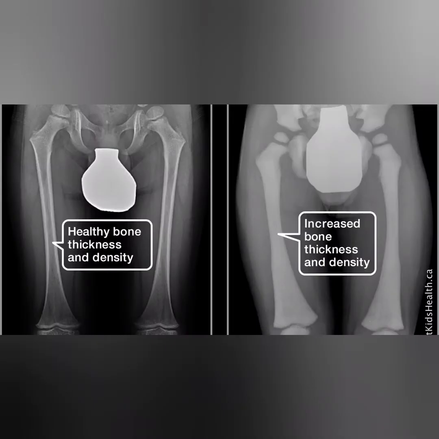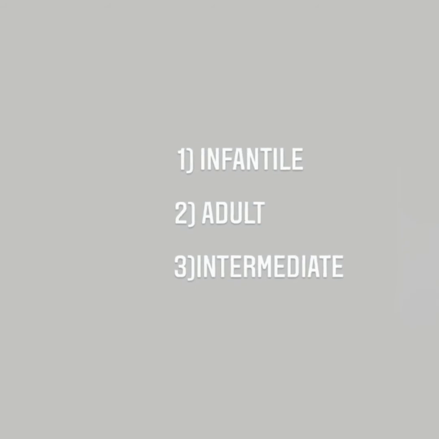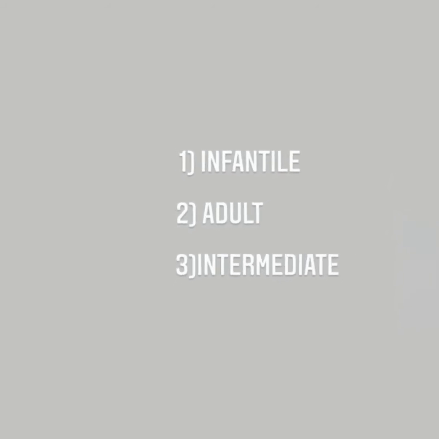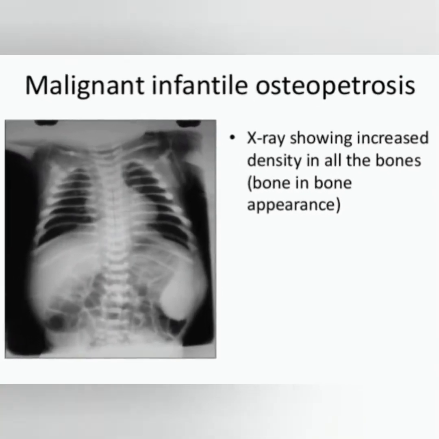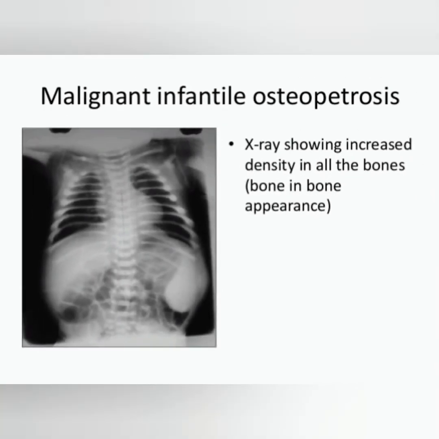We have three types of osteopetrosis: infantile, adult, and intermediate osteopetrosis. The infantile osteopetrosis is also known as malignant osteopetrosis. It is the most dangerous. The adult osteopetrosis is also known as the benign osteopetrosis.